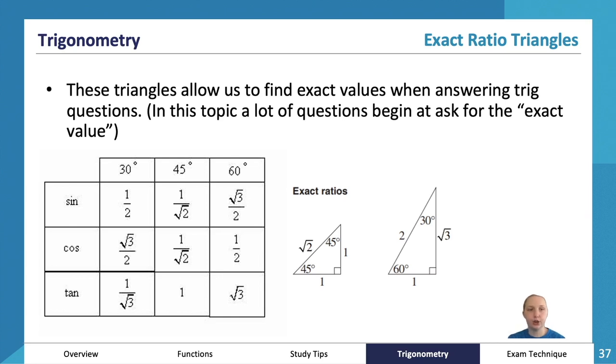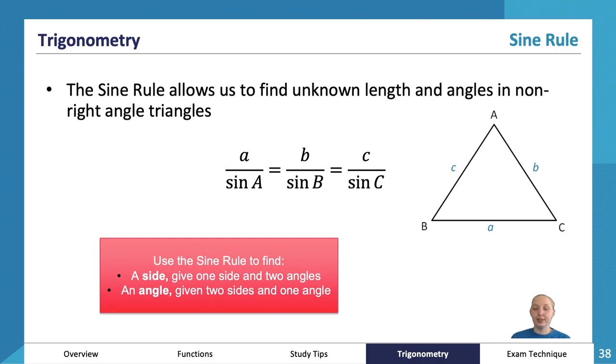All right, so the first big thing of non-right angled trig is the sine rule. Your sine rule essentially allows us to find unknown lengths and unknown angles in non-right angled triangles. We use the sine rule if we are given one side and two angles and we want to find a side, or if we want to find an angle if we've been given two sides and one angle.